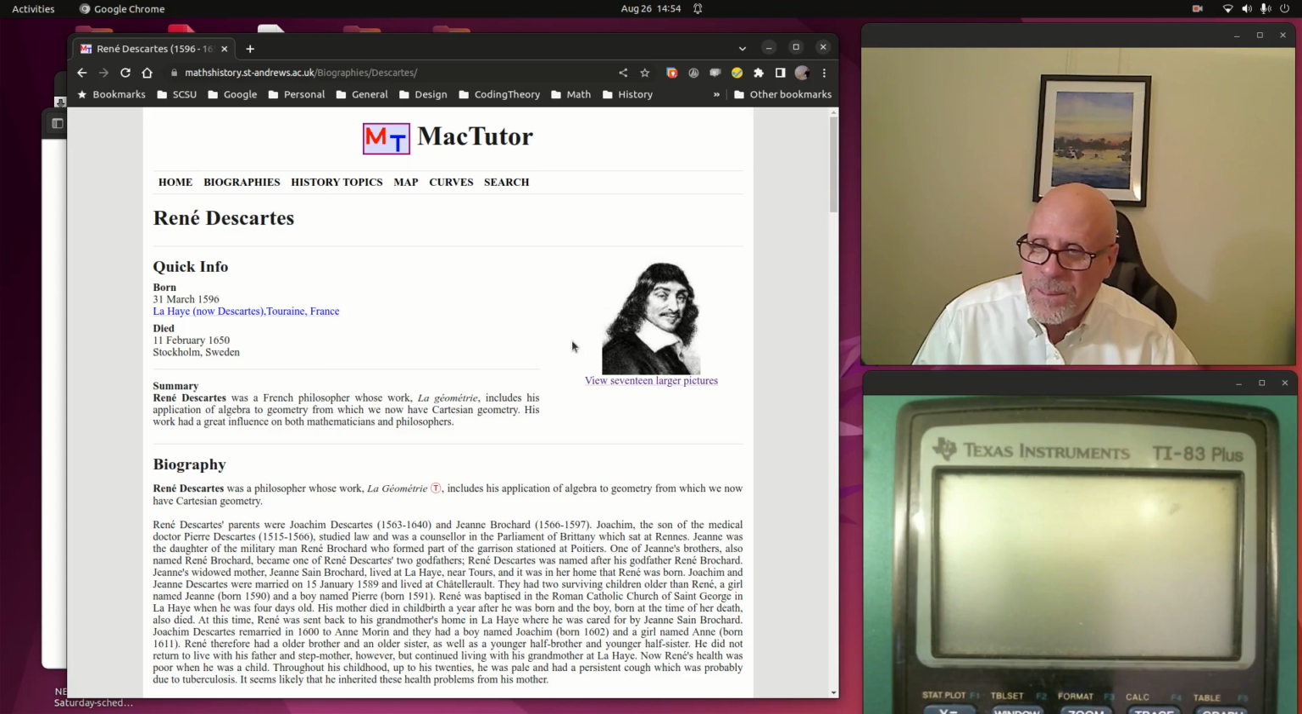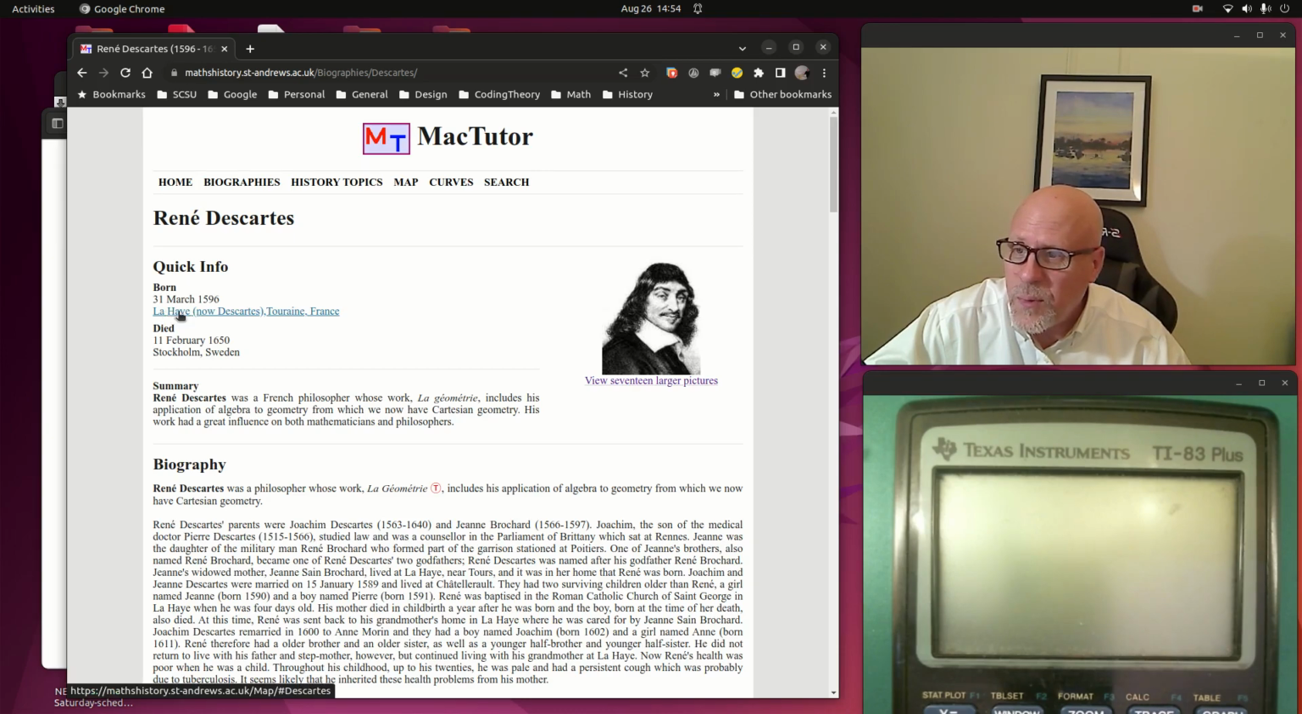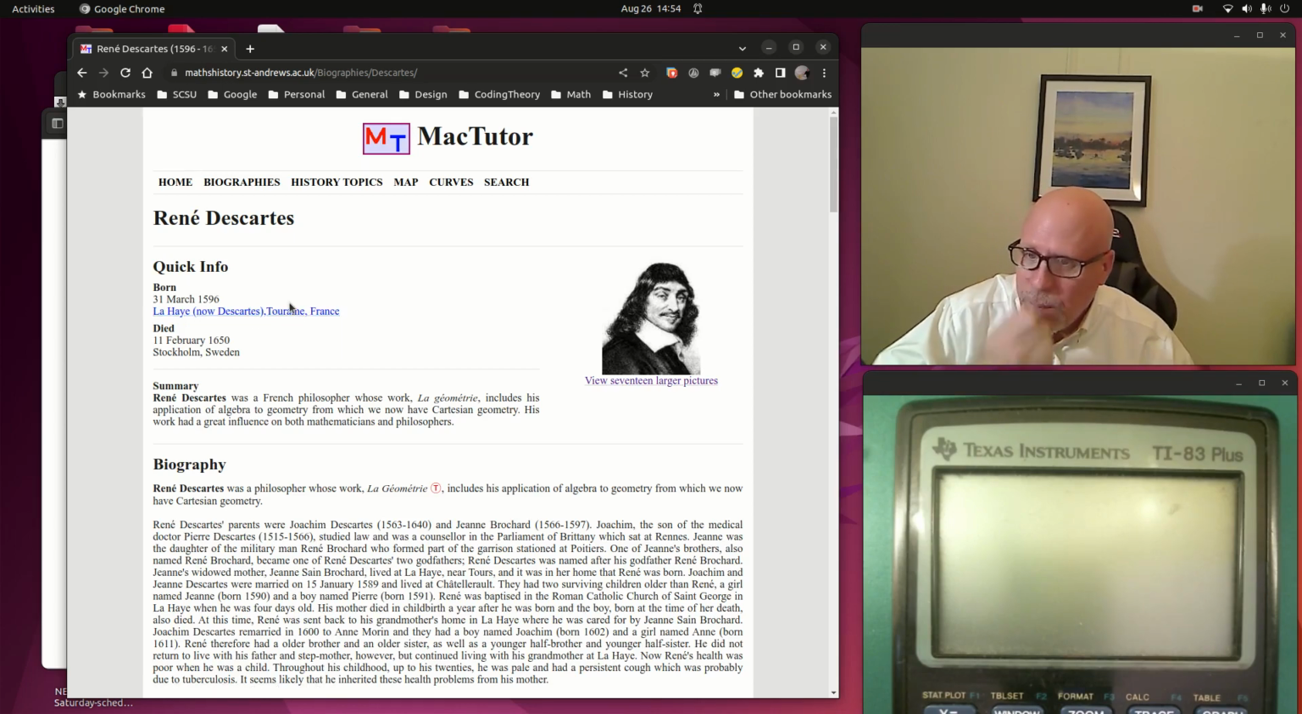He was born in 1596. That's seriously ancient history, hundreds of years before the birth of the United States as a nation. Well, close to it. Anyway, he was born in France. I think it's interesting: the town he was raised in or born in was called La Haye, and now it's called Descartes. They changed the name of the town for him.